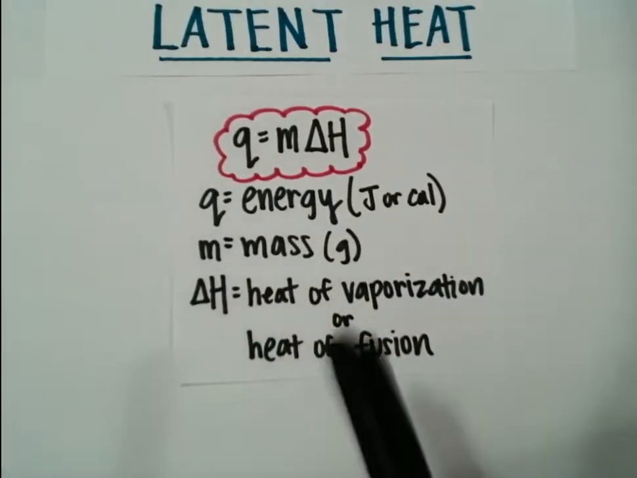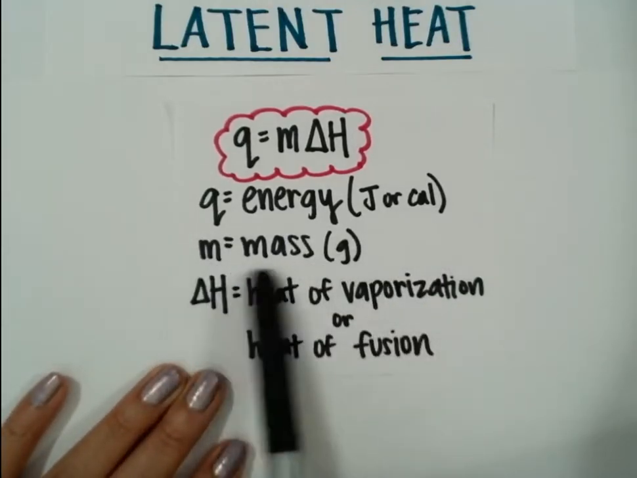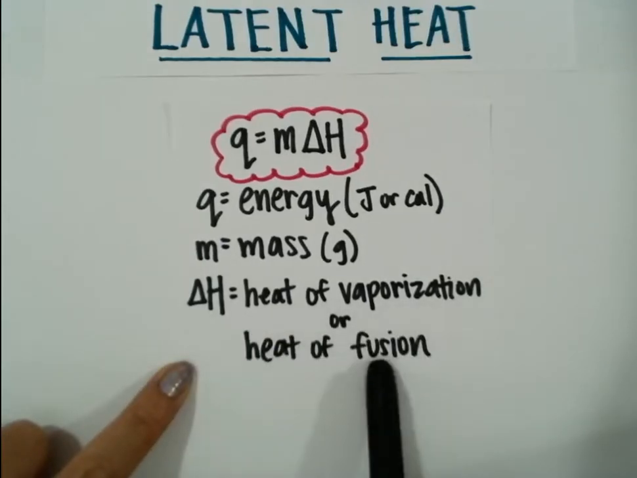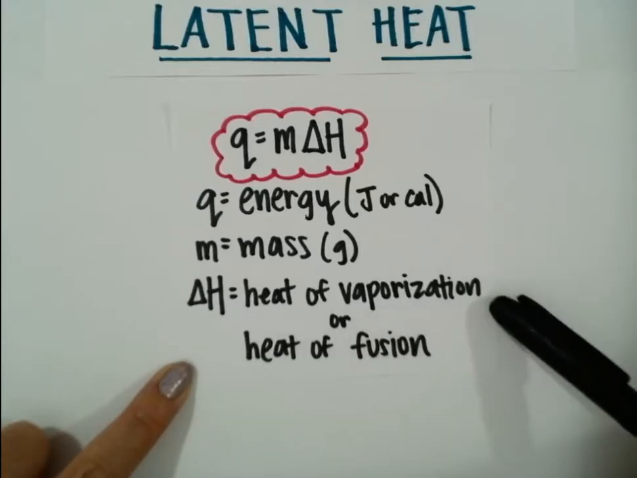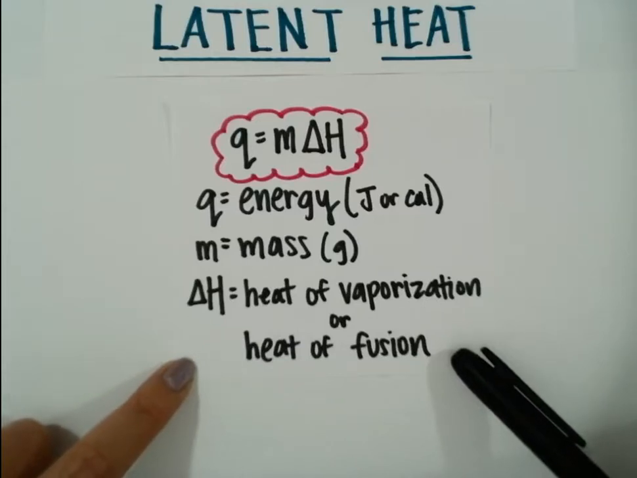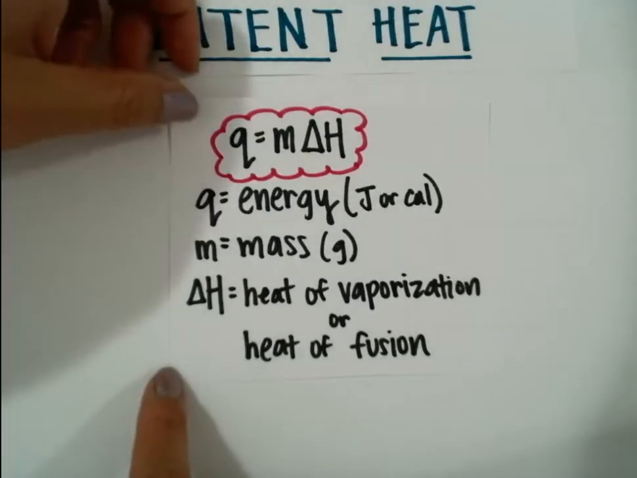So Q is going to be energy, and again, it could be in joules or calories. M is mass in the unit of grams. Delta H is going to be your enthalpy, so your heat of vaporization or your heat of fusion. Remember, heat of vaporization is used for the phase changes between a gas and a liquid, and a heat of fusion is going to be used for the phase changes between a solid and a liquid. So depending on what your problem is giving you or asking you, that's how you know which delta H you're going to use.